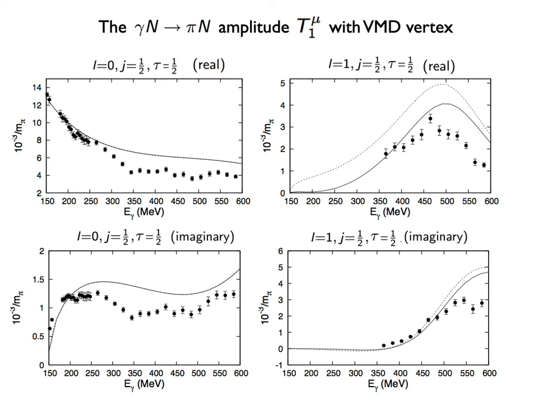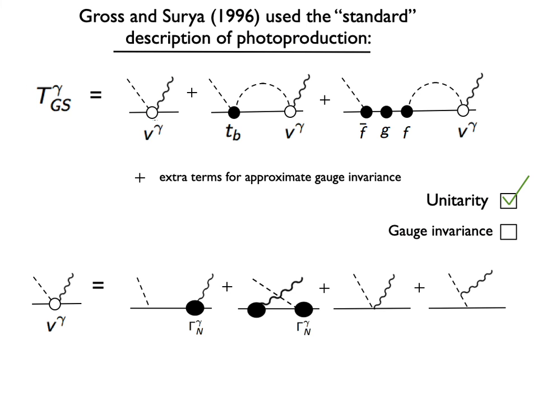It's interesting to compare these results to what you get from the standard description of photoproduction. A good model to compare with is that of Gross and Surya, who calculated an amplitude from these equations. Like us, Gross and Surya simplified all the integrals by using the spectator approach and chose a separable pion-pion potential. They also added some extra diagrams onto this amplitude that allow it to approximately satisfy the Ward-Takahashi identity and so to have approximate gauge invariance.